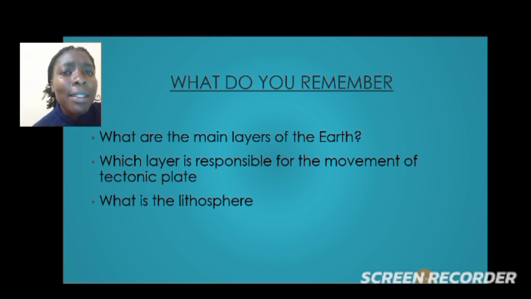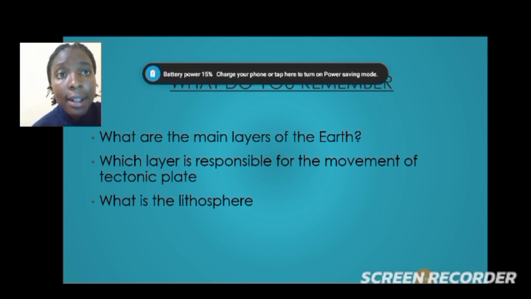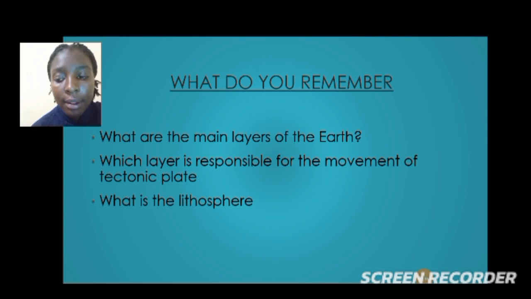I can pose another question. What is the lithosphere? You can remind us of what we said is the lithosphere. Okay, we said the lithosphere is the rigid outer layer of the earth consisting of the crust and the upper mantle.